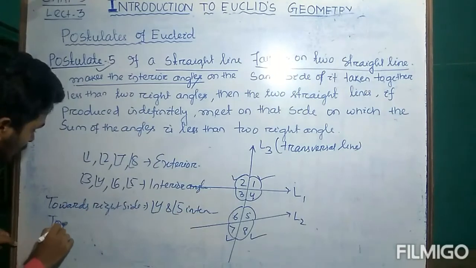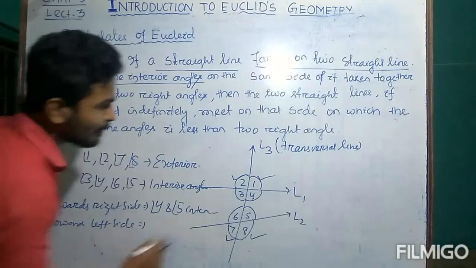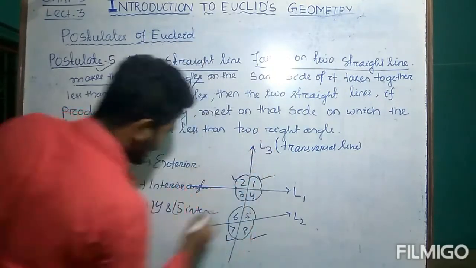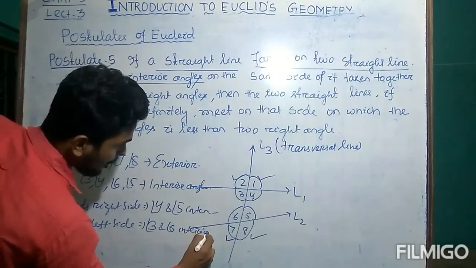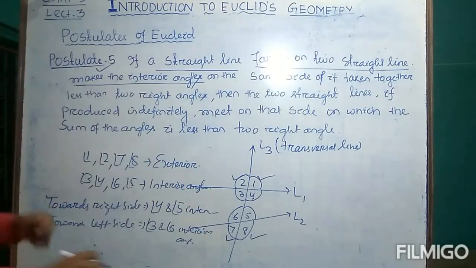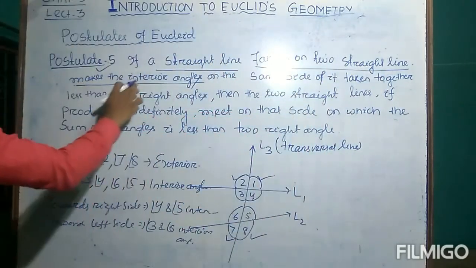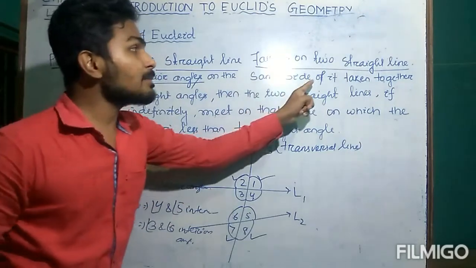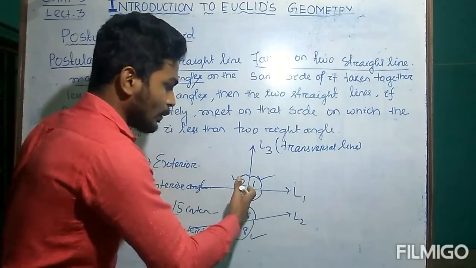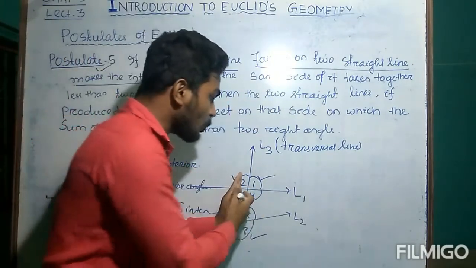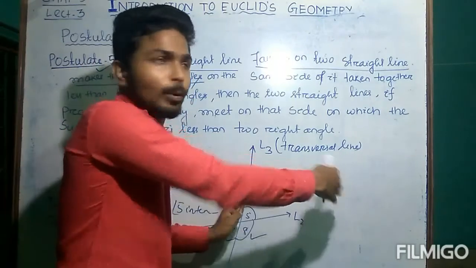And towards the left side, how many interior angles are there? This is the left, 3 and 6, interior angles. Understood? Next, if a straight line falling on two straight lines makes the interior angles on the same side, same side means it has two sides, right side and left side, so you are considering only one side. Either you consider this side, 3 and 6, or you consider 4 and 5.